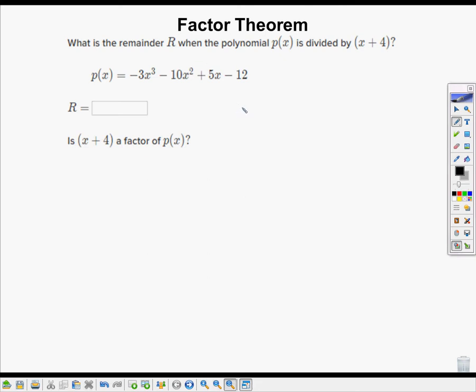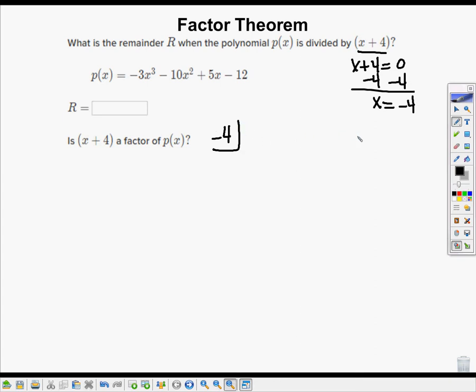So factor theorem simply says that if you divide p of x by x plus 4, if you get a remainder of 0, then x plus 4 is a factor of p of x. Please remember that if x plus 4 is the factor, to figure out what goes in the box, we have to find the value of x. So I'm going to have x equals negative 4. So that means negative 4 goes in my box.